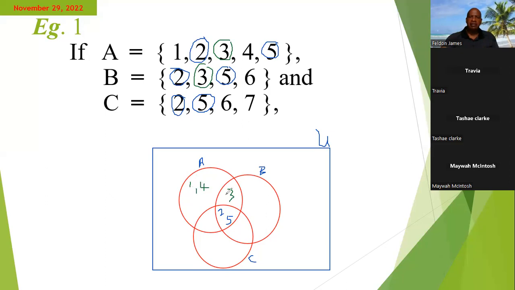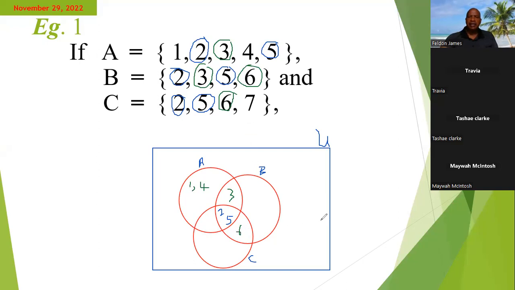What else? Sir, you should put 6 in the intersection between B and C. All right, so the intersection of B and C only, that's what you're saying here? Yes, sir. All right, so we have 6 common to both B and C, and so it goes into B and C only. So we'd have 6 here.